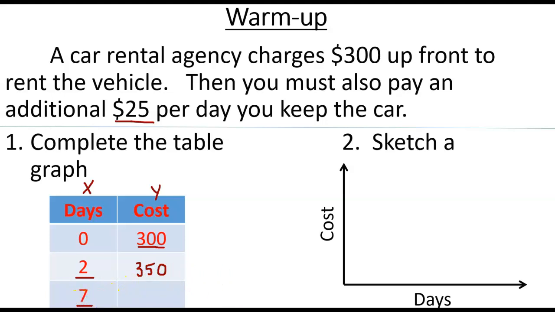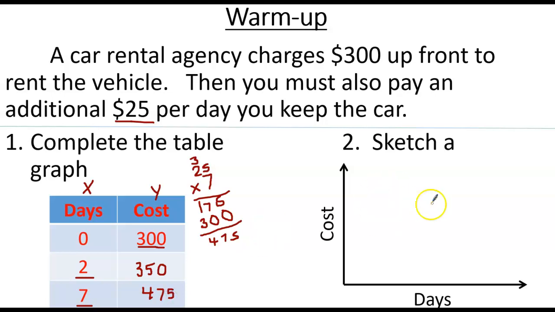How about after the 7th day? Well, after you've had the car for 7 days, that's $25 a day. So we're going to multiply 25 by 7 to figure out how much we owe them for 7 days. 14 plus 3 is 17. So that's $175 plus the $300 that they charge up front. So $25 a day plus $300 up front is going to be $475. So now we owe $475.